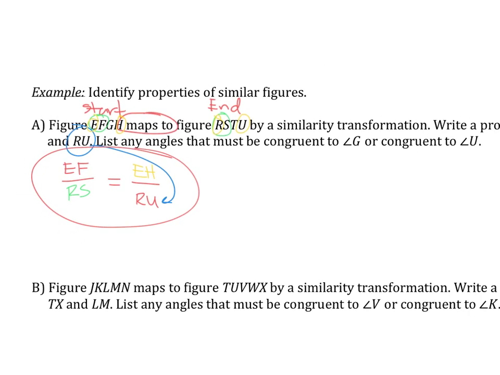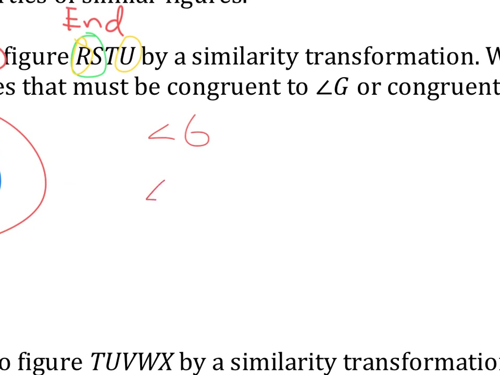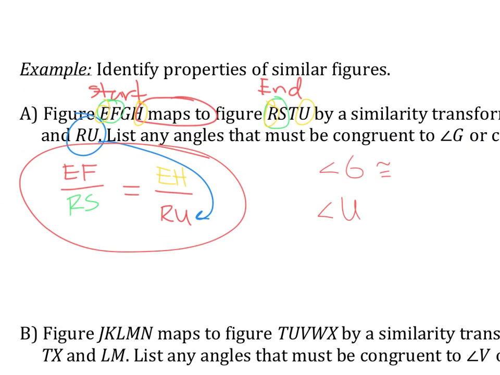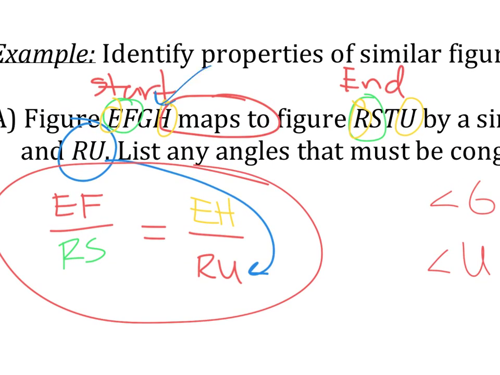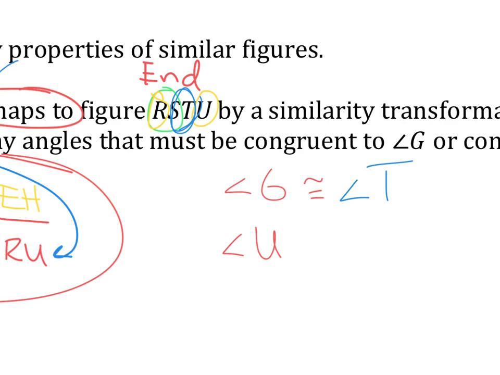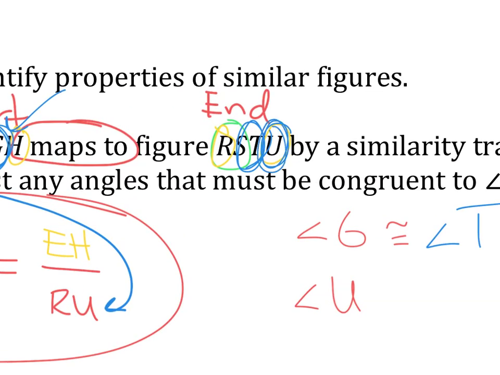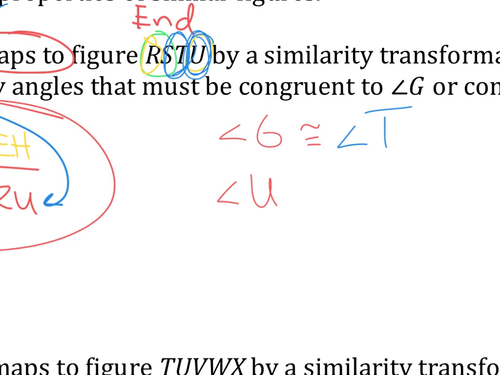Then it says list any angles that have to be congruent to angle G or congruent to angle U. So again, corresponding angles are going to be congruent. Therefore, angle G, which I know this is getting a little messy now, is the third one right there. So the third letter is angle T. And angle U is the last letter, so the last letter on the left is angle H.